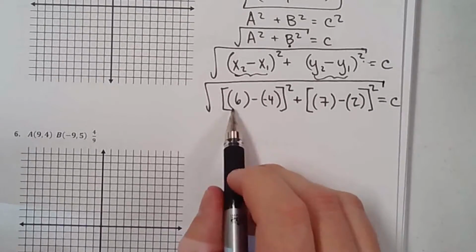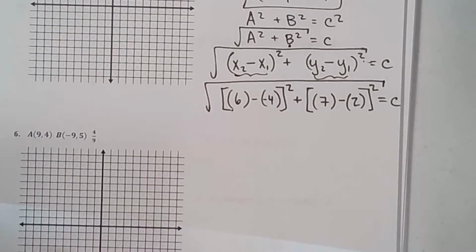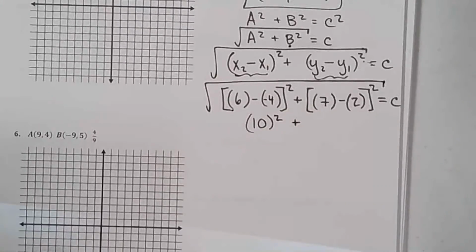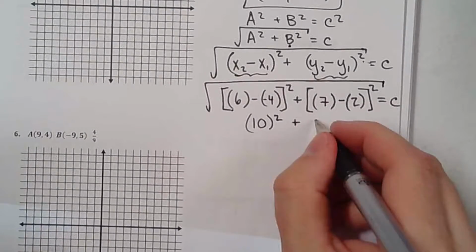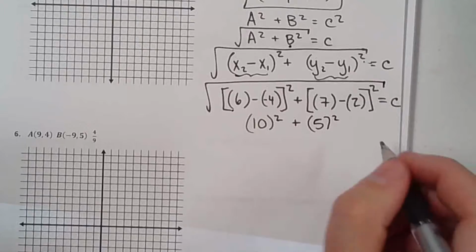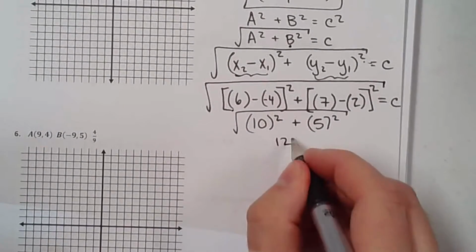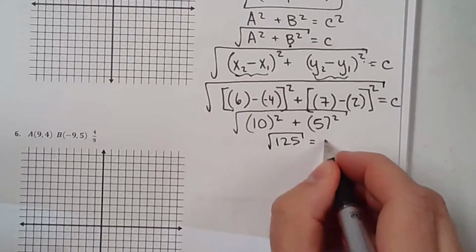Okay, so 6 minus a negative 4. Well, that's 6 plus 4. That's 10. So we have 10 squared. Plus, what's 7 minus 2? 5. So we have 5 squared. So that's a plus 25, right? So we get 125, the root of that, equals c.